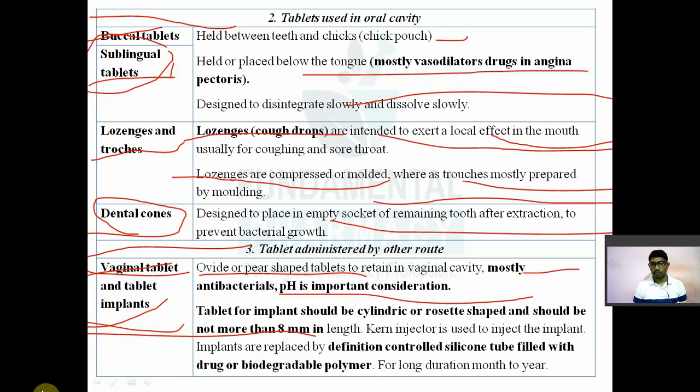So by making a small surgery, the tablet is placed below the skin and it will release the drug for a longer period of time. That is known as an implant. Nowadays, there is an injector known as the Kern injector. They can ask you a question on this. The Kern injector is used to inject the implant. Now the implant is controlled by a silicone tube filled with the drug, or a biodegradable polymer.